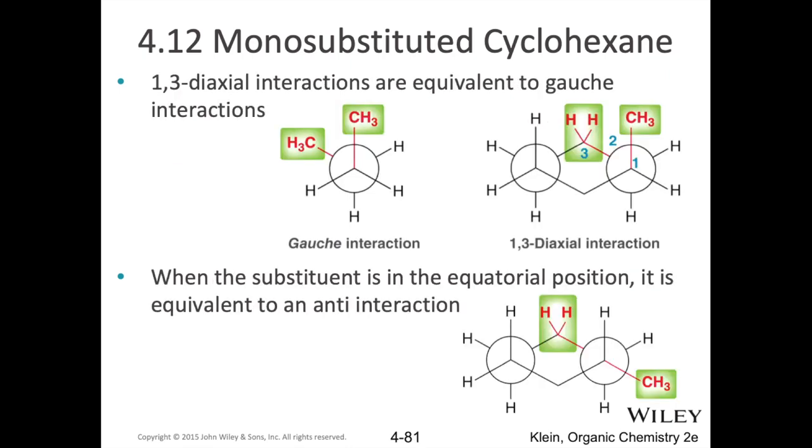If you're having trouble seeing it, drawing a Newman projection might show it a little bit better. You can see here how this diaxial strain comes about: you can see this gauche interaction bringing it about. Whereas in the case of an equatorial group, you can see that it's more of an anti interaction, which is much more stable.